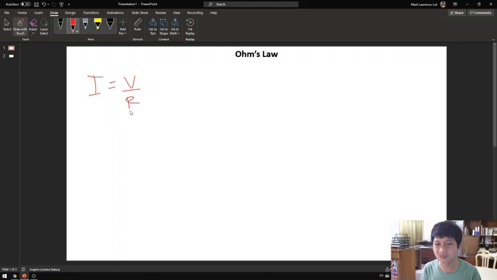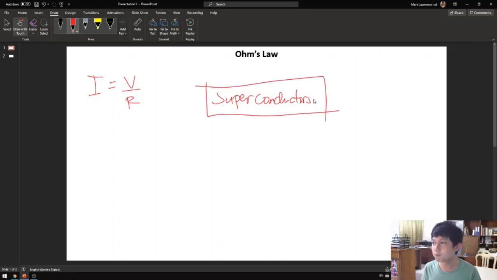Basically, Ohm's law is limited in a way that we cannot really use it when we talk about superconductors. When we talk about superconductors, these are materials that have almost zero resistance. Now, is it possible that we have a material with zero resistance? Well, theoretically, yes. It's possible, and based on experiments in labs, they were able to make superconductors. So these are materials which have very, very small resistance.